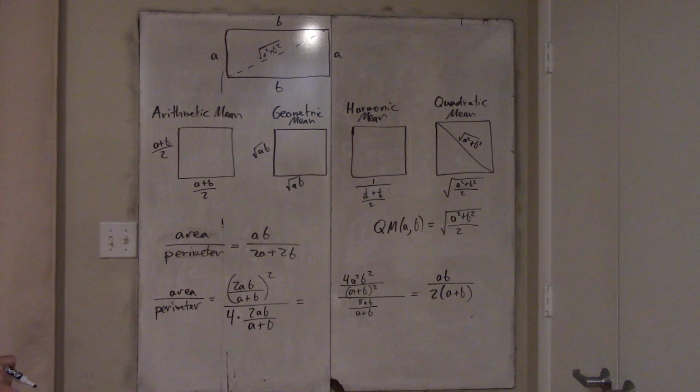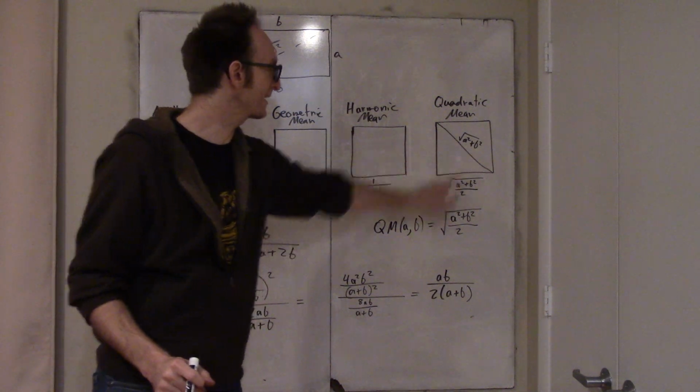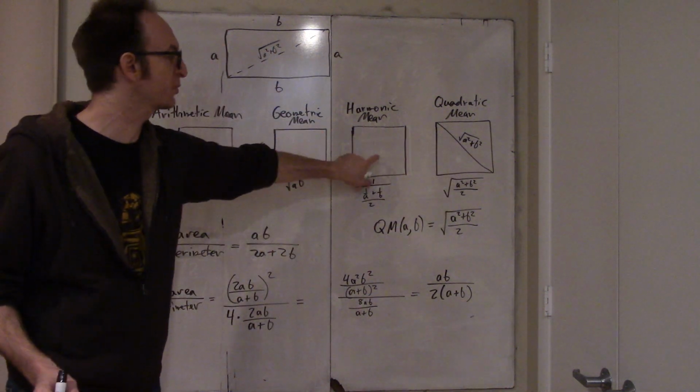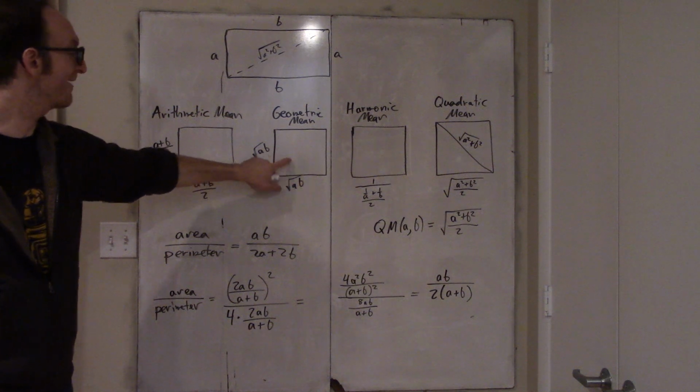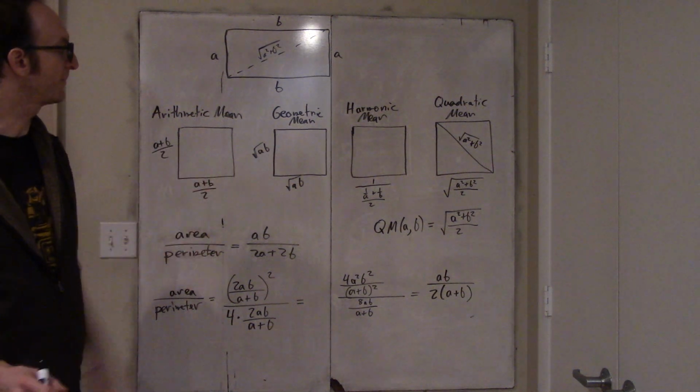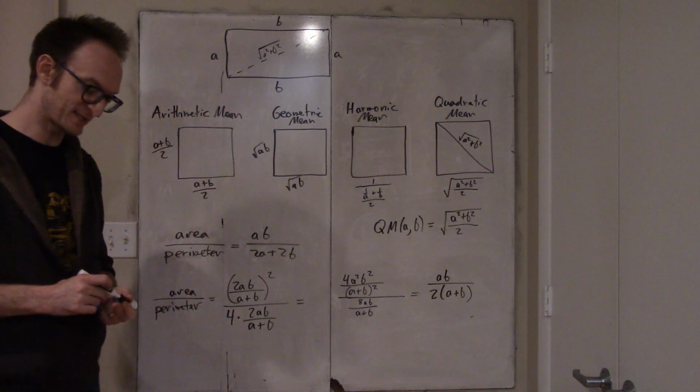And you can interpret that geometrically as: given some rectangle of side lengths A and B, it's the square whose diagonal is the same length. So this preserves diagonal length, this preserves area to perimeter ratio, this preserves area, and this preserves perimeter. So each of the means has this kind of interpretation.